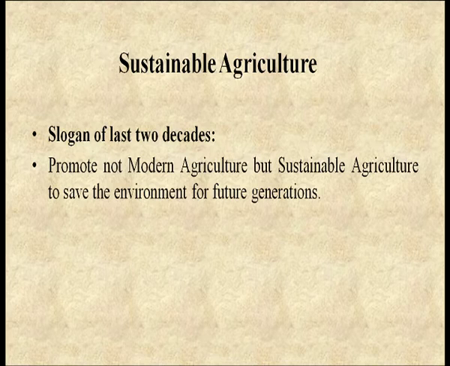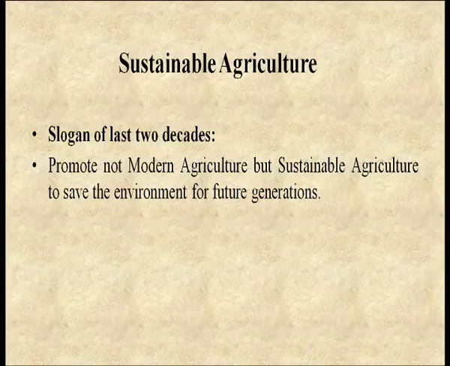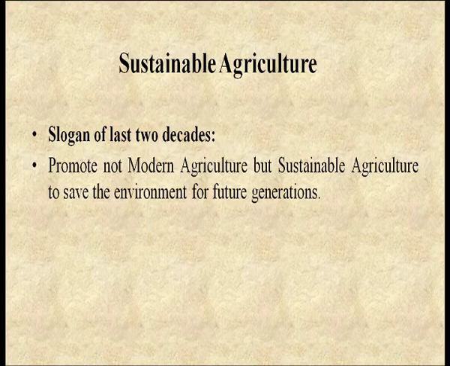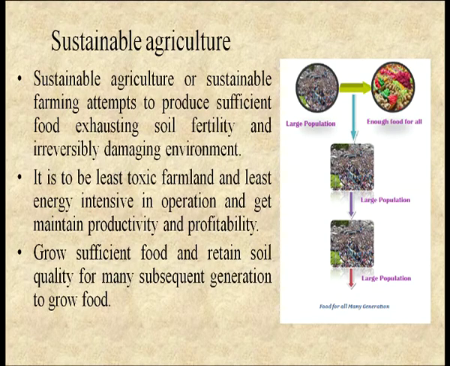Now come to sustainable agriculture. The slogan of the last two decades is: promote not modern agriculture but sustainable agriculture to save the environment for future generations. So the next question arises: what is sustainable agriculture, and sustainable agriculture for whom? Sustainable agriculture or sustainable farming attempts to produce sufficient food without exhausting soil fertility and damaging the environment. It is to be least toxic to farmland and least energy intensive in operation, maintain productivity and profitability, grow sufficient food and retain soil quality for many subsequent generations to grow food.